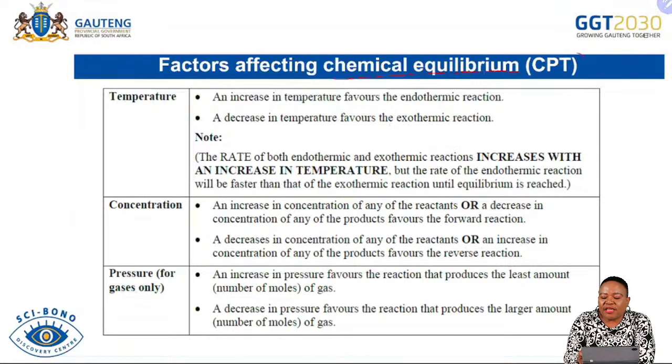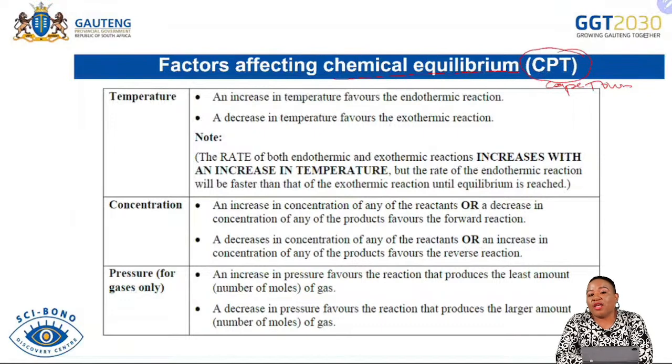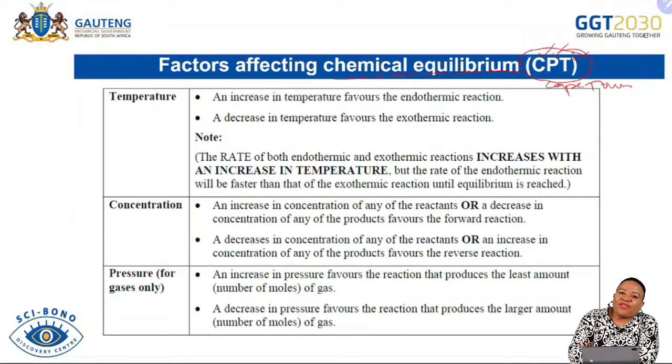Normally, we say the factors that affect equilibrium are represented as CPT, which is going to be like your Cape Town abbreviation. What is the abbreviation standing for? The T is for temperature, the P is for pressure, and the C is for concentration. So equilibrium is affected by pressure, temperature, and concentration.